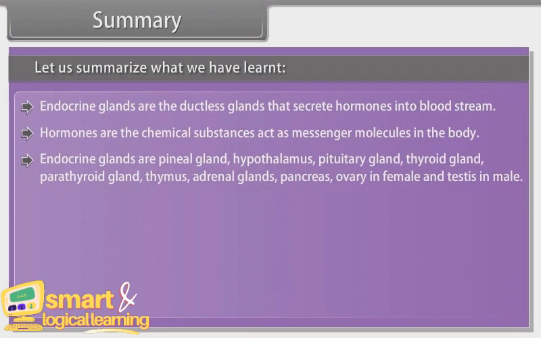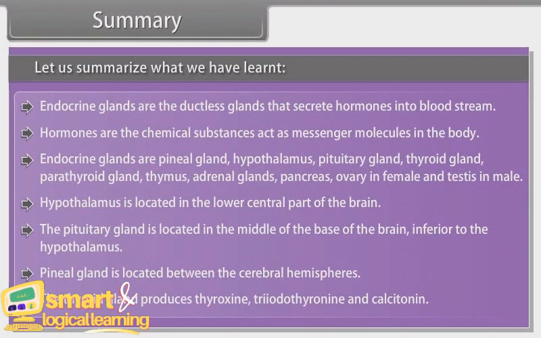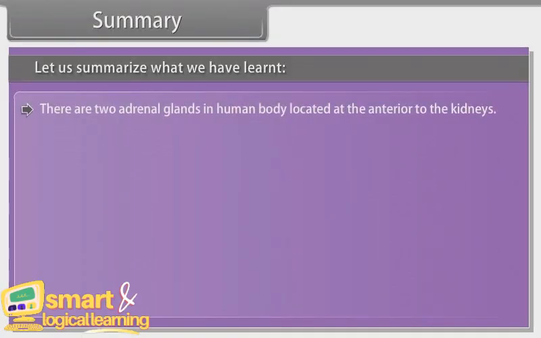testes in male. The hypothalamus is located in the lower central part of the brain. The pituitary gland is located in the middle of the base of the brain, inferior to the hypothalamus. The pineal gland is located between the cerebral hemispheres. The thyroid gland produces thyroxine, triiodothyronine, and calcitonin. There are 2 adrenal glands in the human body located anterior to the kidneys.